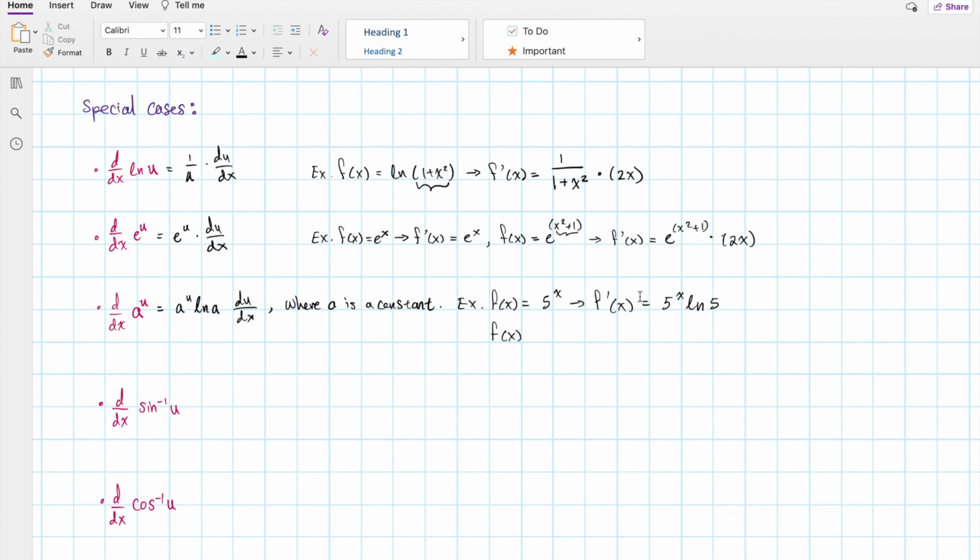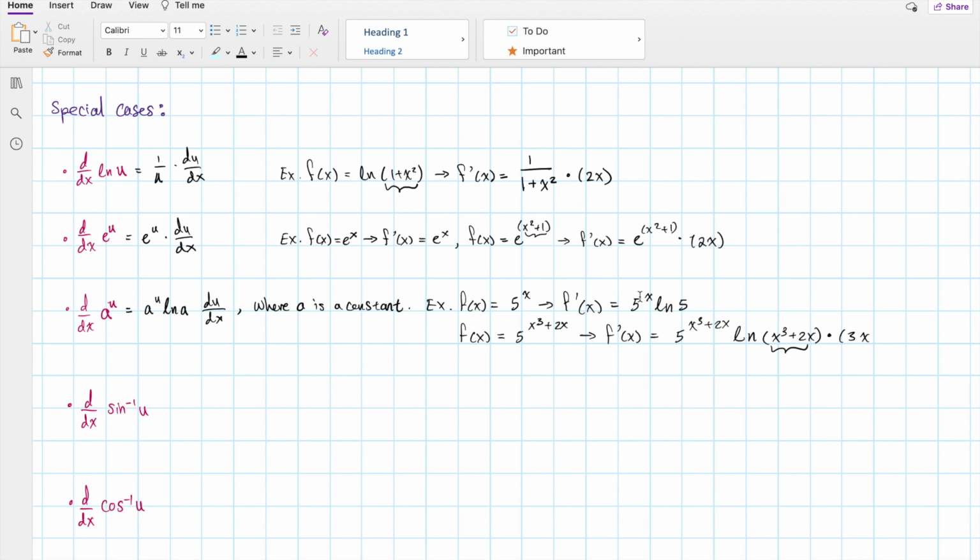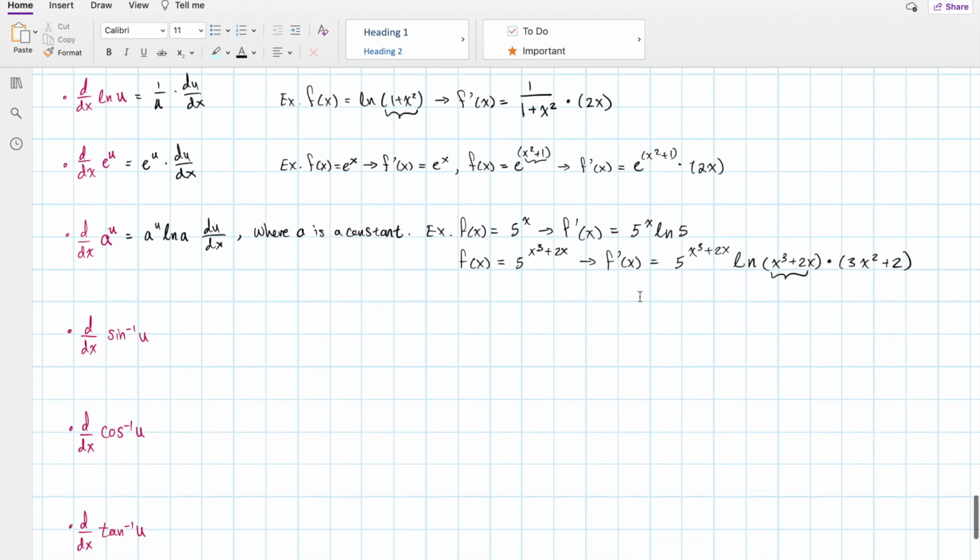Let's take another complicated example. What if f of x is equal to 5 to the power of x to the power of 3 plus 2x? Then the derivative of that is 5 to the power of x cubed plus 2x times ln 5 multiplied by what's inside the exponent, which is 3x squared plus 2, or the derivative of, rather. Okay, the same rule. It's a lot of repetition of all these rules.